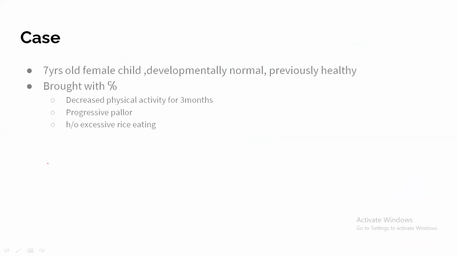Then we will discuss a case now. This is a 7 year old female child, developmentally normal, previously healthy, brought with complaints of decreased activity for about 3 months, progressive pallor, and also a history of excessive rice eating. This is one of the typical histories for pica. We all know that. So what further history do you require?